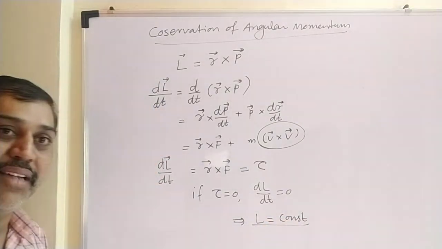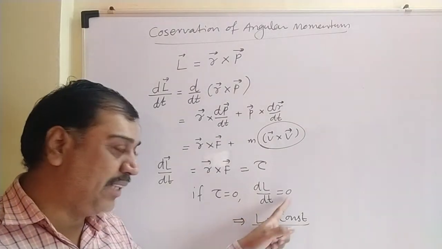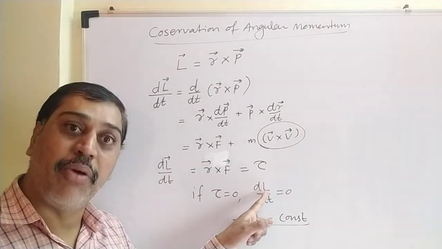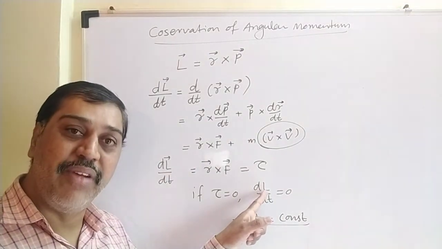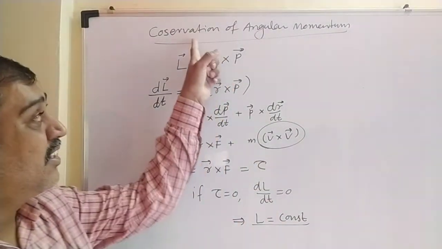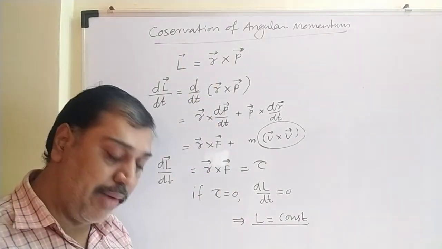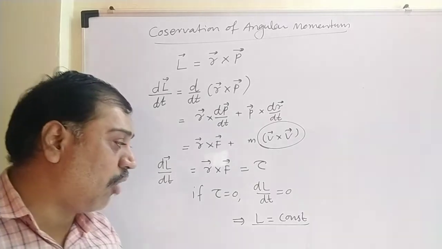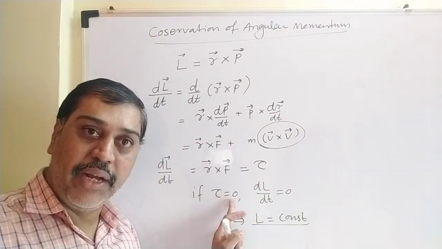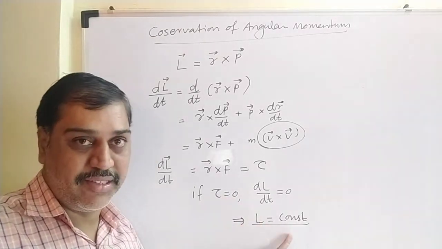Remember, those who have mathematics, they know very well. Those who don't have mathematics, don't worry. Derivative of anything is 0 means that number, whatever be the function we are taking here, must be constant. Derivative of a constant is always 0. So here L is constant. L is constant means L is conserved. This is nothing but the conservation of angular momentum. When the external torque acting on a rotating body is 0, the angular momentum is conserved or remains constant.